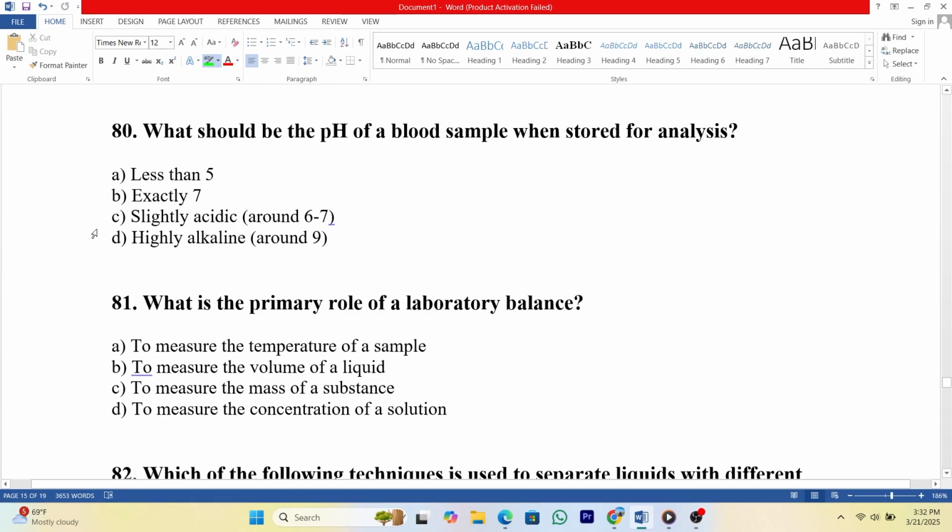80. What should be the pH of a blood sample when stored for analysis? A. Less than 5. B. Exactly 7. C. Slightly acidic, around 6 to 7. D. Highly alkaline, around 9. Answer: C. Slightly acidic, around 6 to 7.